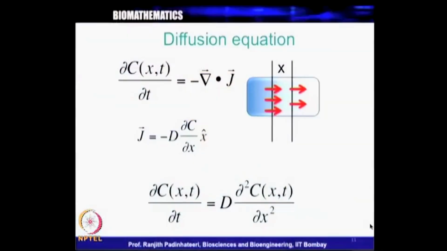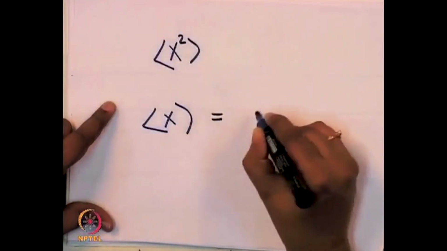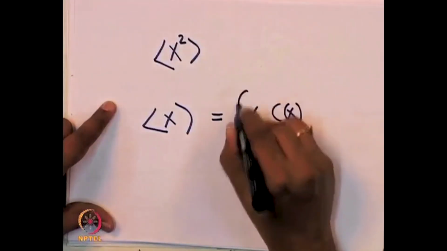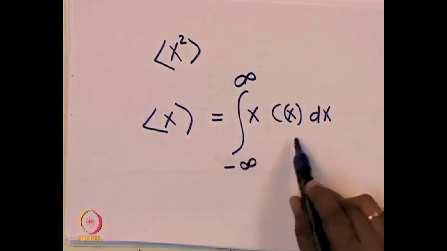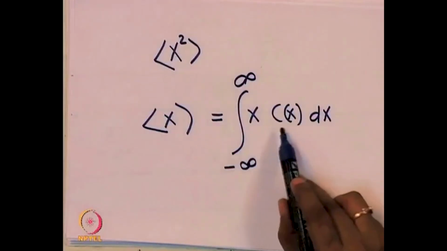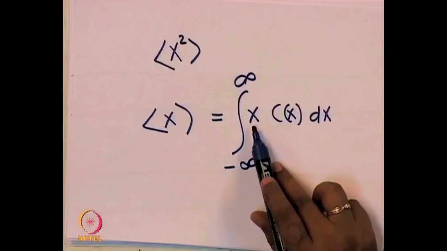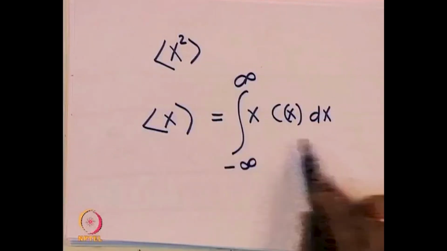If you want to calculate the average of any quantity, you have to know the average amount of protein in a solution. You have to know at every point how much protein there is, that is C of x. And if you multiply with x and integrate, we get the average. So x average has to be the integral of x C of x dx from minus infinity to infinity. At every point C of x is a concentration, and x is the spatial variable, so x average is given by this particular integral.